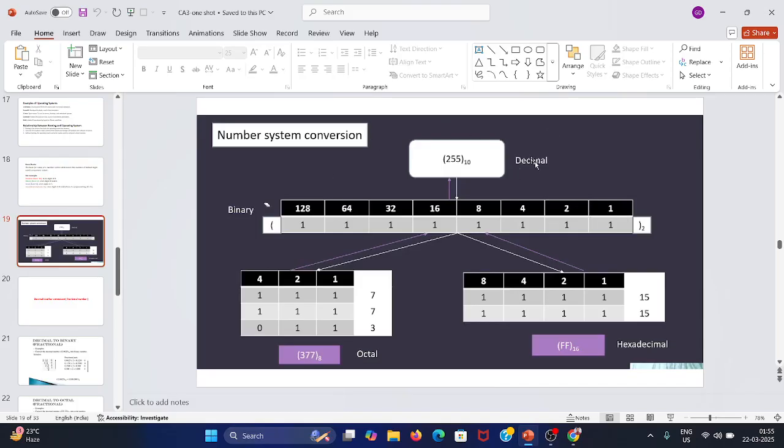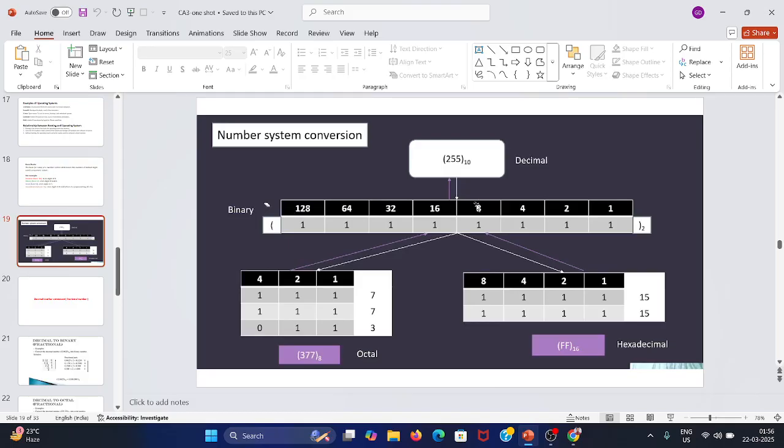Okay, let's say there is a question that we have to convert this number to an octal number. So how will we do it? At first this is the decimal number. After that we will convert it to a binary number. How will we convert? See the number 255, and in this list just ignore this part. Can you see my pointer? So just ignore this for now.